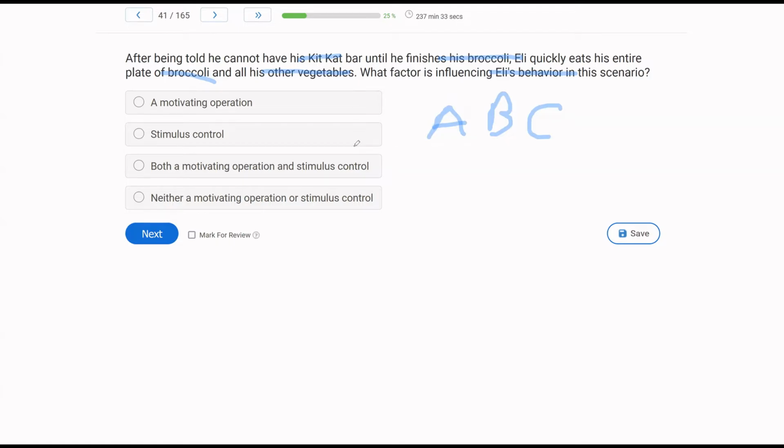What about stimulus control? Since Eli's behavior changed in the presence of the contingency, the antecedent of "you can't have your Kit Kat bar until you eat your broccoli," his behavior is under the control of that contingency. So really, Eli's behavior is controlled by both a motivating operation and stimulus control.